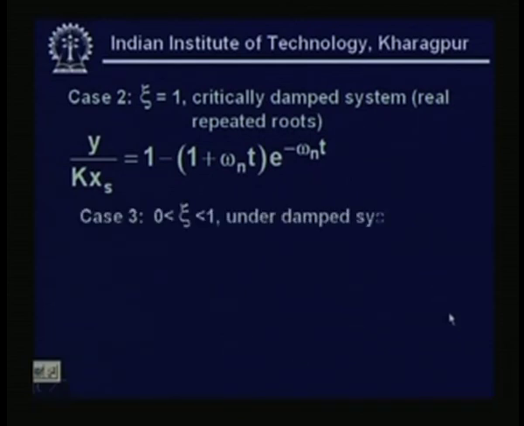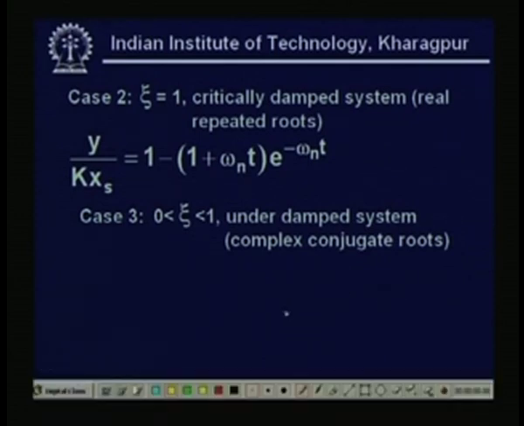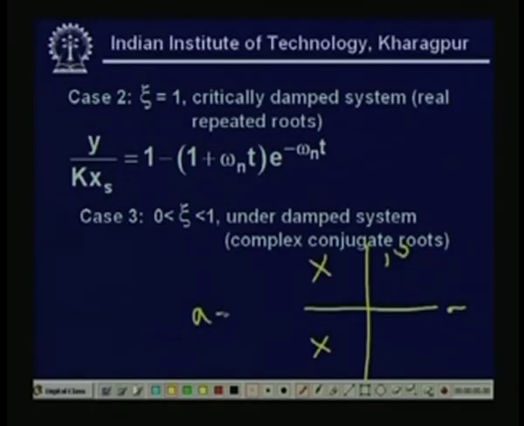Now, case 3, when xi is greater than 0 and less than 1, we call it an underdamped system, when the roots are complex conjugate roots. What does it mean? In the sigma j omega plane, these will be our complex conjugate roots. Please note that if the roots are complex, they must be conjugate, otherwise I cannot realize it by any physical system. So it can be a plus minus j b, where a is the real part and b is the imaginary part.